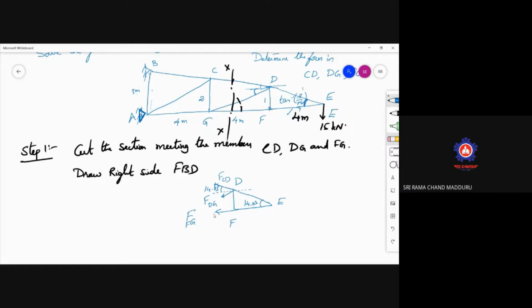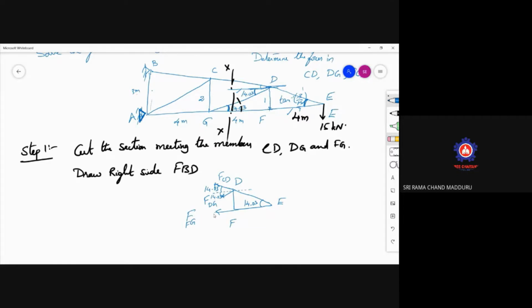So what is this angle? It is this angle, tan inverse of 1 by 4. So 1 by 4 is nothing but 14.03. So with respect to horizontal, this is also making 14.03. This is 14.03. So this angle is also 14.03. And here this is 14.03.